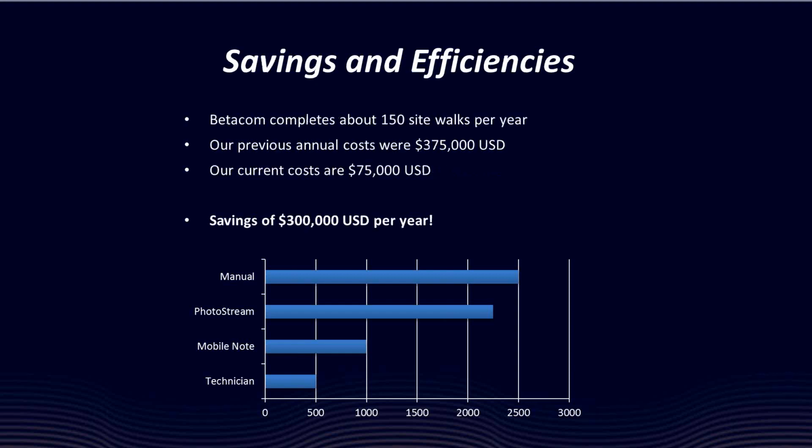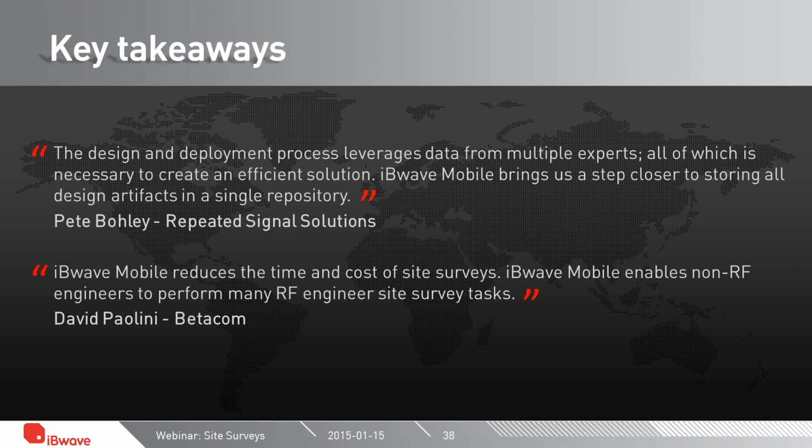So when we look back at the past year, across our A&E services, our RF engineering services, our pre-walks and our post-walks, we were doing in excess of 150 site walks a year. So under approach 1, we were spending nearly $400,000 to do site walks, either as engineering services or to bid on jobs, and our current costs are significantly less. We're saving over $300,000 per year, all enabled by iBwave Mobile. So we're extremely happy with what we've seen.